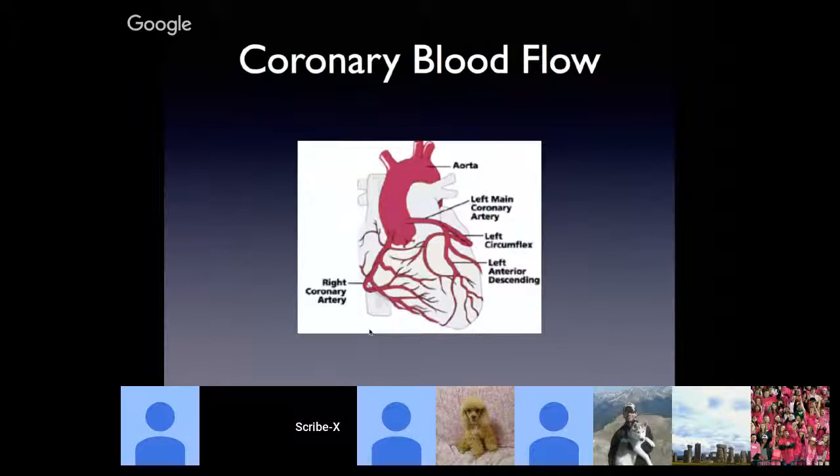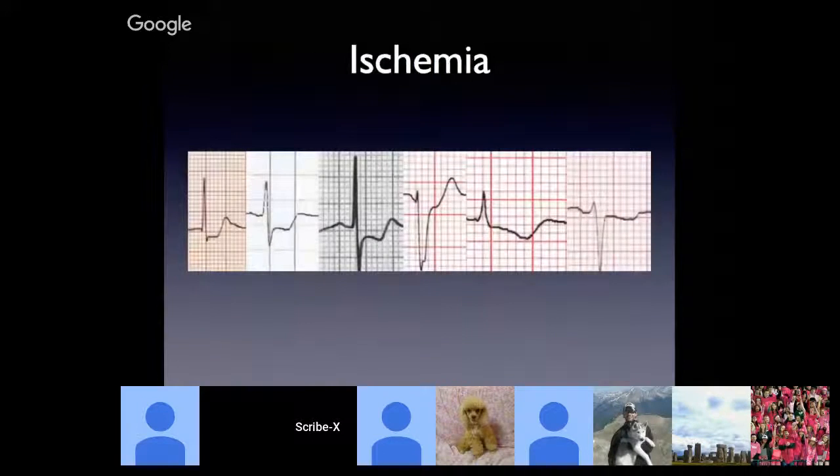So this is the coronary blood flow. Once again, the right main coronary artery gives rise to its various branches. The left main gives rise to the left anterior descending and the left circumflex, which wraps around the back of the heart. And this is what ischemia looks like on the EKG in various forms.